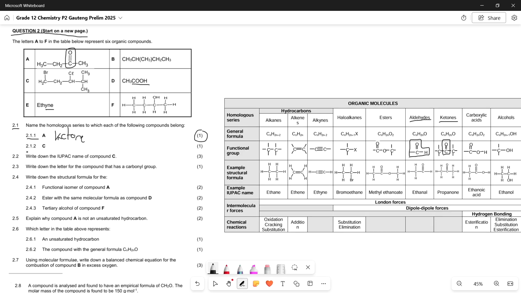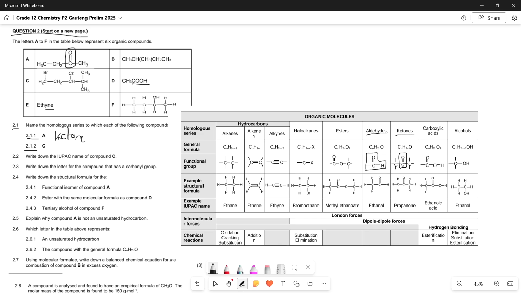over there. And then 2.1.2 for C, we can see that C here has bromines and chlorines on it. So like we mentioned just now, something with a bromine, a chlorine, and an iodine is a haloalkane. So a haloalkane is a hydrohalogen, but a haloalkane is when we have the halogen attached to an alkane chain. So we can just go ahead and write haloalkane and we will get our 1 mark over there.